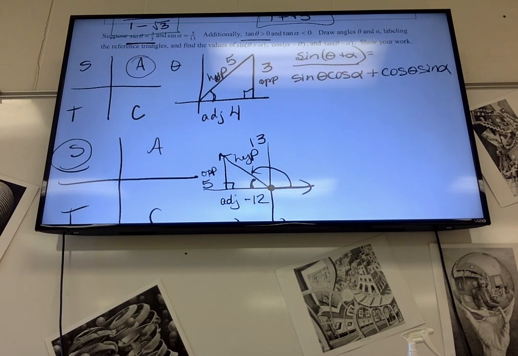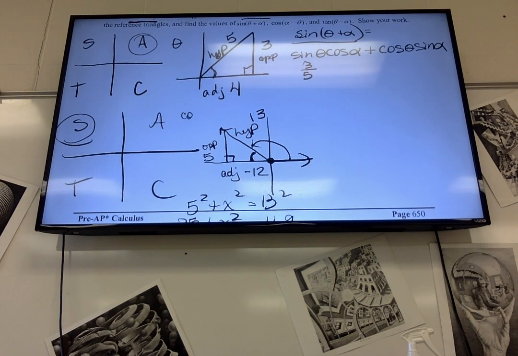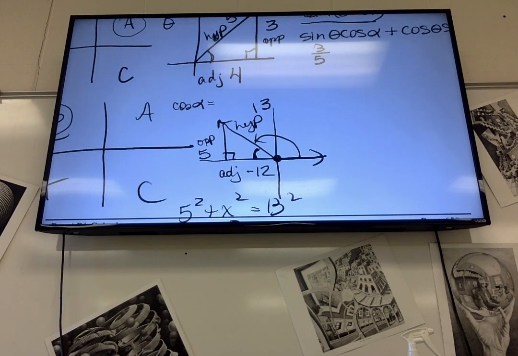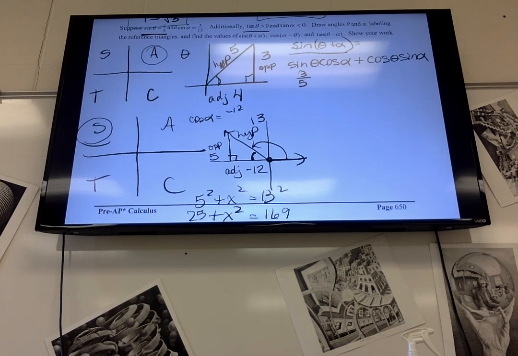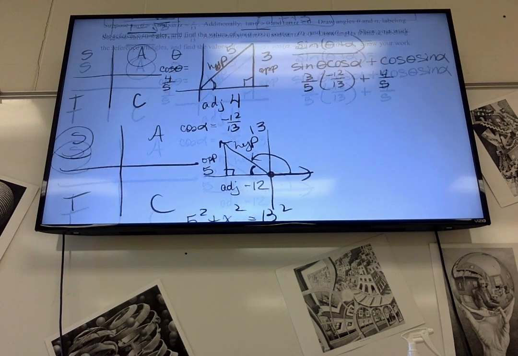With me? All right. So we know what the sine of theta is. It's 3/5. Cosine of alpha, what's that? -12/13. Very good. Cosine of theta, we need that one as well. 4/5, yep. And the sine of alpha was given to us as 5/13.